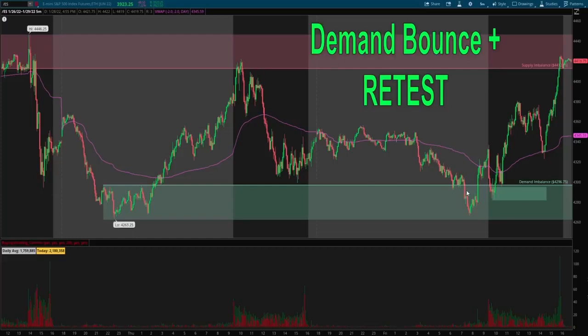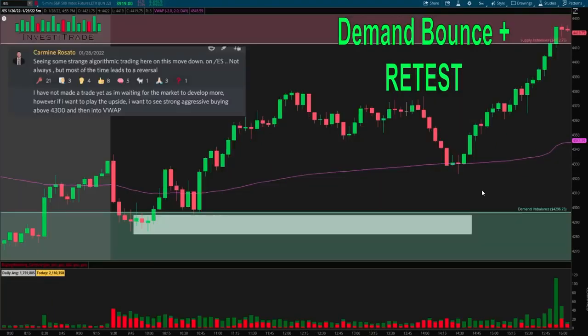This area right here where my mouse is moving over actually formed new demand from this move up right here. Then the market pulled back, bounced off of this new demand, which is already inside existing demand, and found a bid. Looking at it from an intraday perspective, I don't really remember, this was back in January, what I saw that really screamed algorithmic. But not always, I said this leads to a reversal. And I was watching for a 4,300 break to scalp into VWAP to play to the upside.